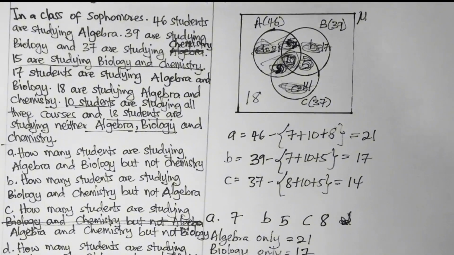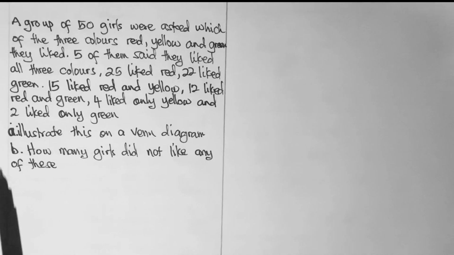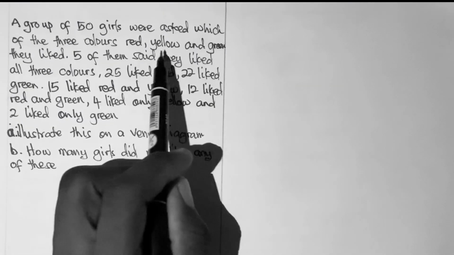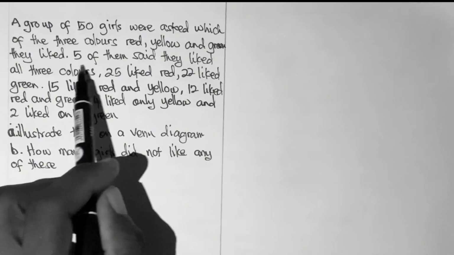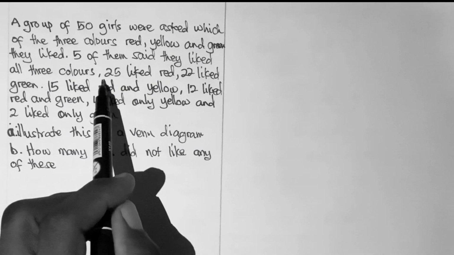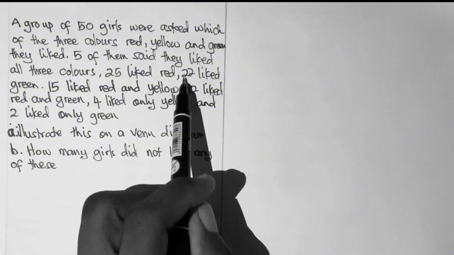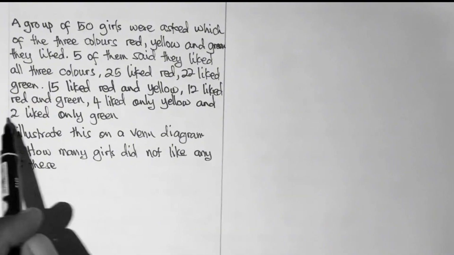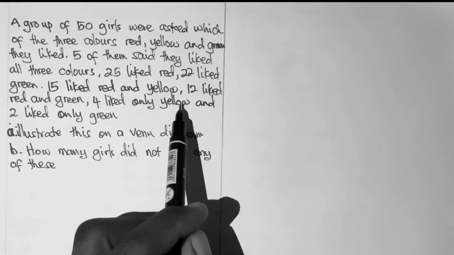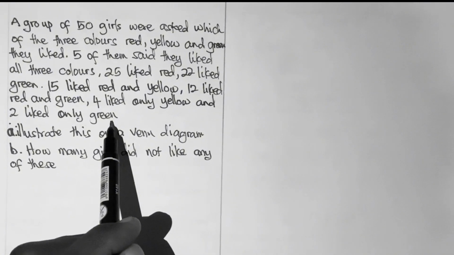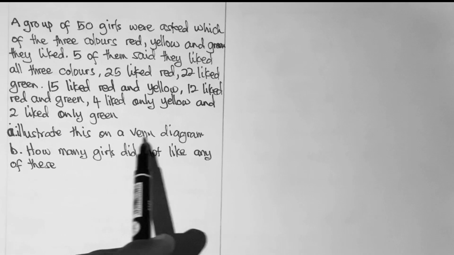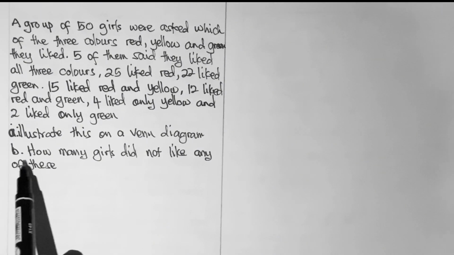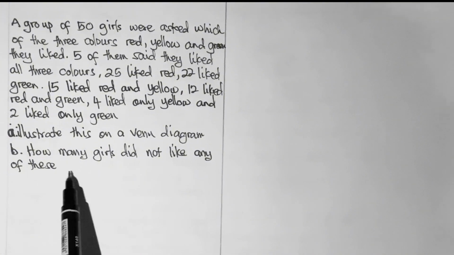So let's continue. We have another question here. A group of 50 girls were asked which of the three colors, red, yellow, and green, they liked. 5 of them said they liked all three colors. 25 liked red, 22 liked green, 15 liked red and yellow, 12 liked red and green, 4 liked only yellow, and 2 liked only green. The first thing is that we must illustrate this on a Venn diagram. And then the next question is how many girls did not like any of these?